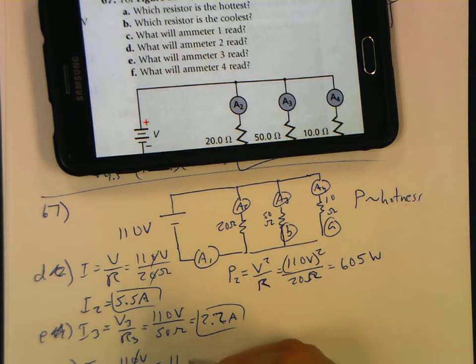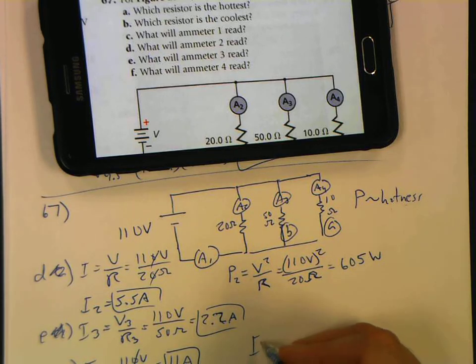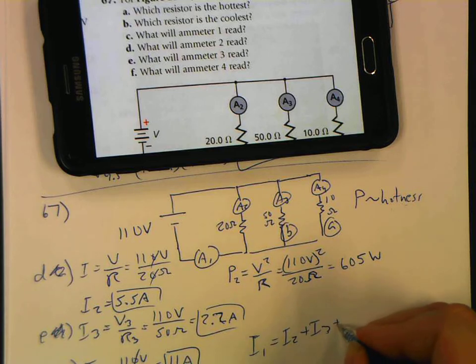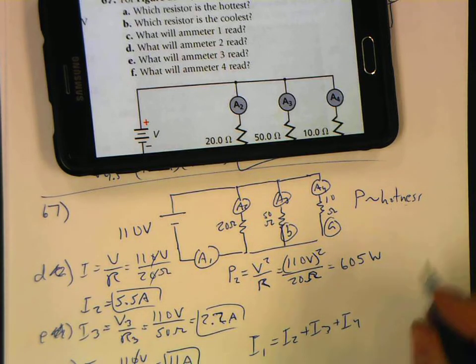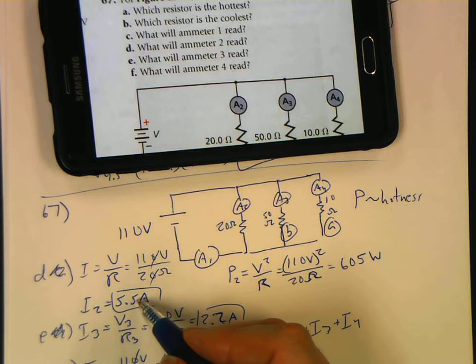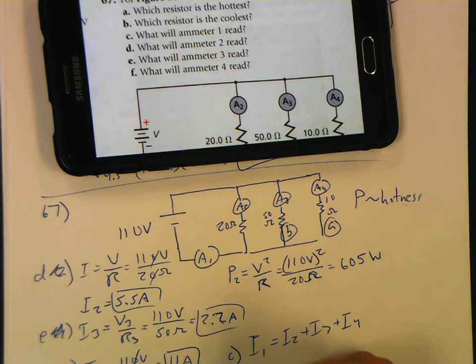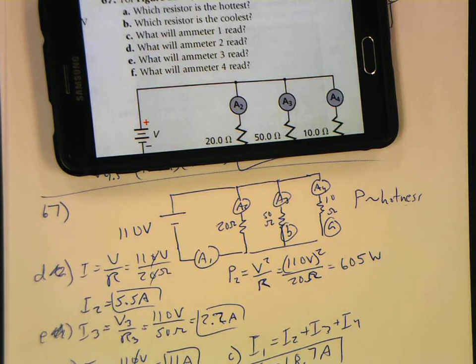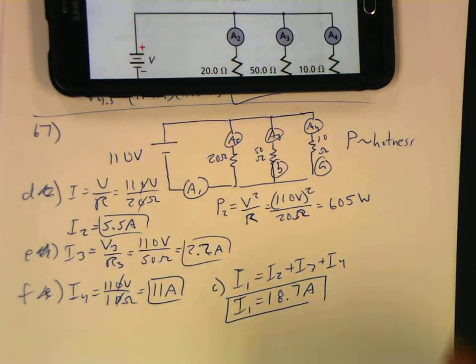That's 11 amps. And current 1 is equal to current 2 plus current 3 plus current 4. So this is the answer to C, which is the summation of these. So 11 plus 2.2, that's 13.2, plus 5.5, so that's 18.7 amps, and we are done. I hope that was easy enough to follow.